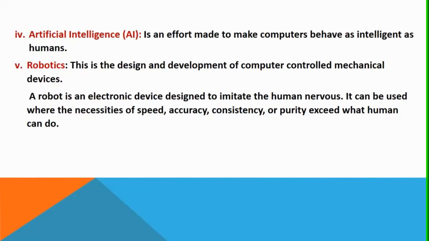A robot is an electronic device designed to imitate the human nervous system. It can be used where necessity of speed, accuracy, consistency, or purity exceeds what humans can do.